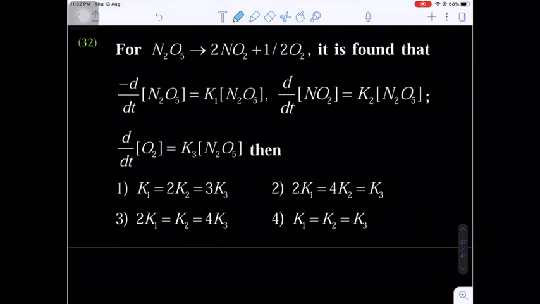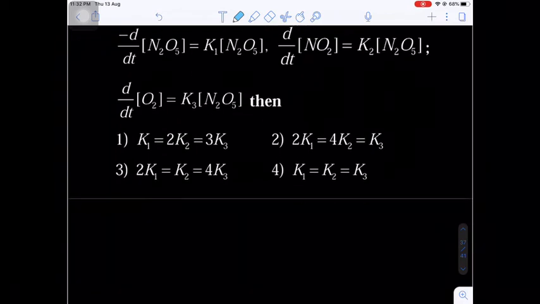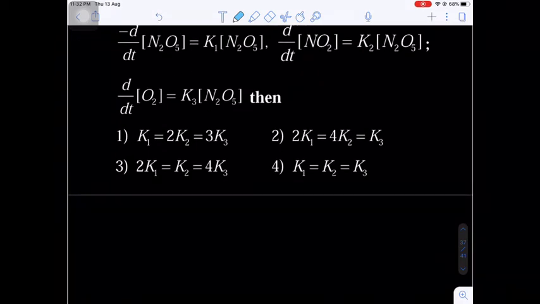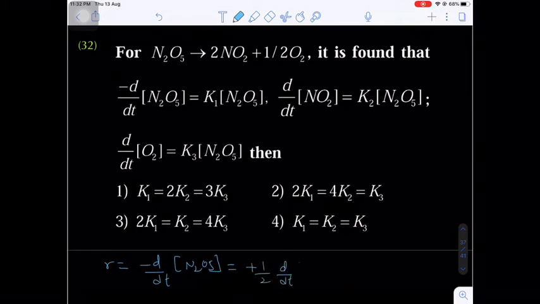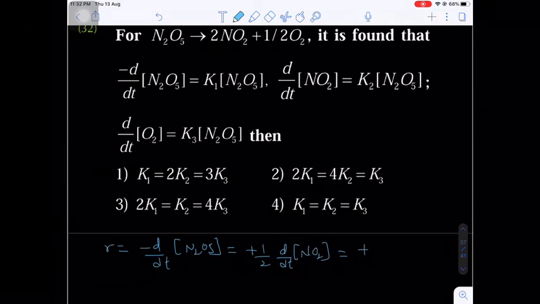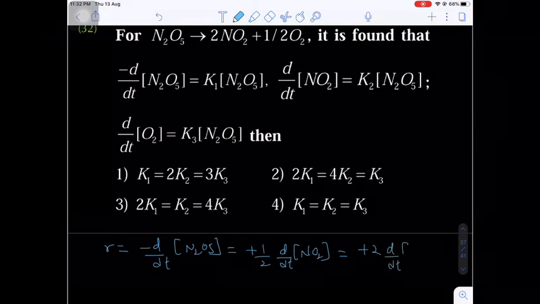Now here, what is the relation between K1, K2 and K3? First of all, I am writing the general rate expression. Rate R is equal to minus d by dt of N2O5, which is equal to plus 1 by 2 d by dt of NO2, which is equal to plus, indirectly, 2 into d by dt of O2.